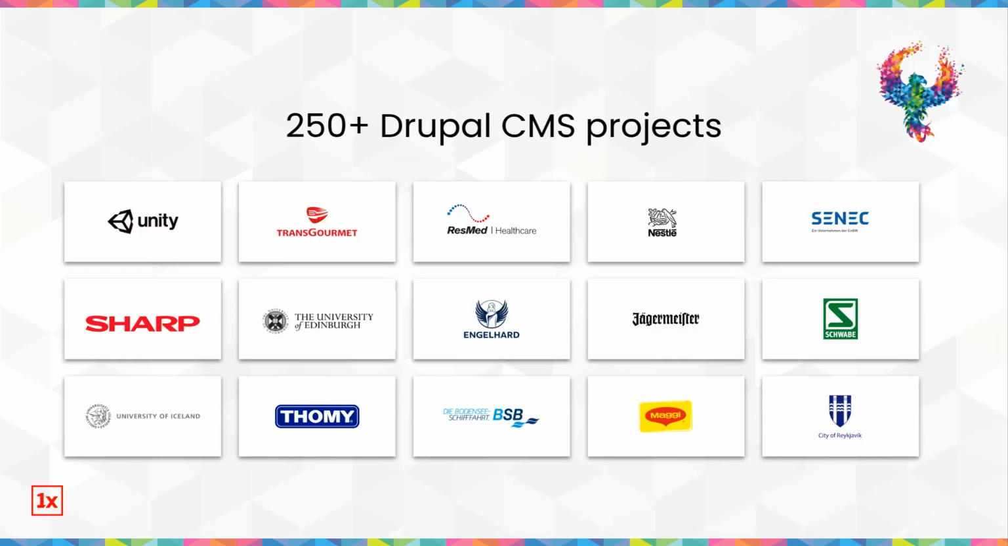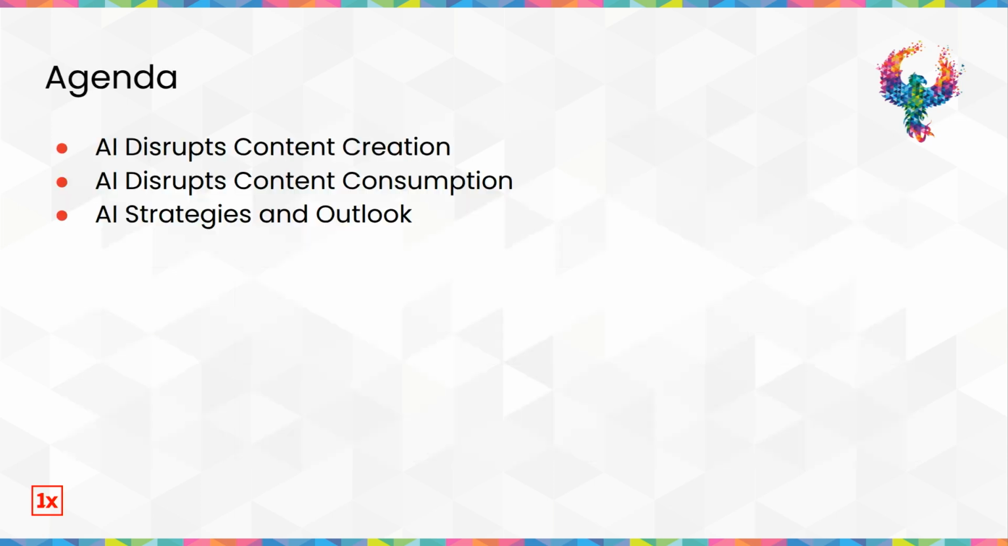And we've done a lot of Drupal. I've put some logos here. I tried to find ones that you know. Jägermeister, I guess you know. I don't know if Maggi is a thing here. And Unity, we used to do a lot for Unity. They're not doing so much Drupal anymore, I think. And some universities. So we've been doing this for quite some time.